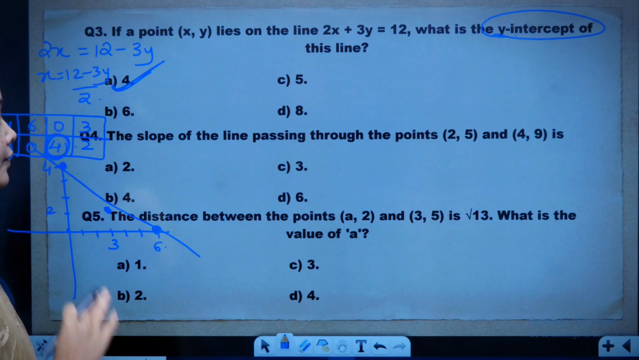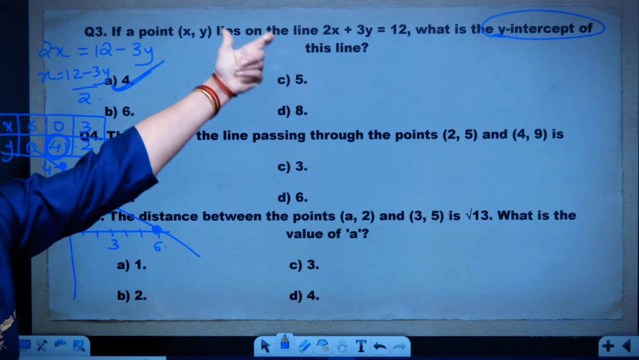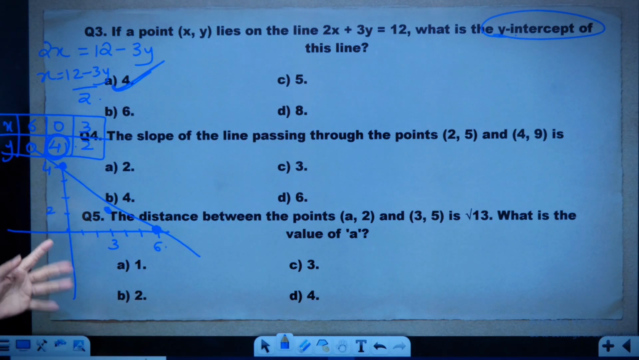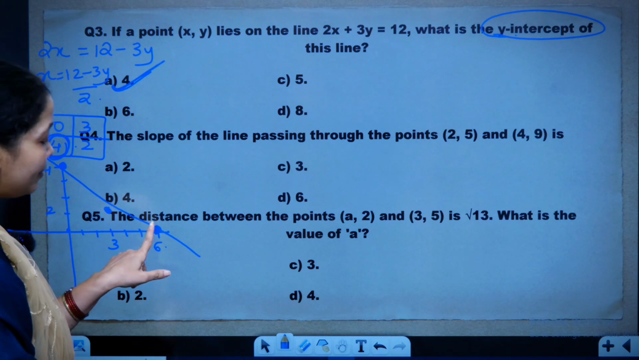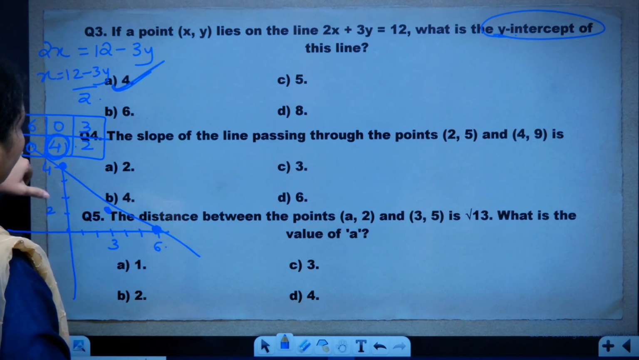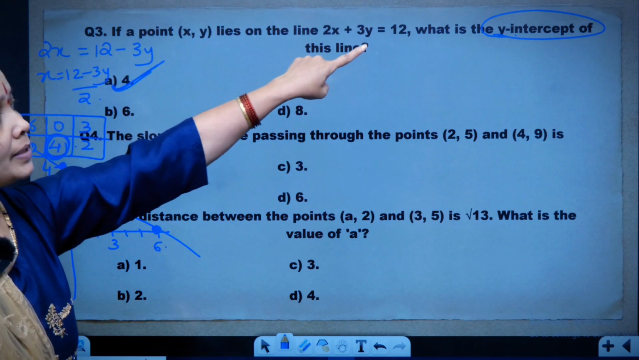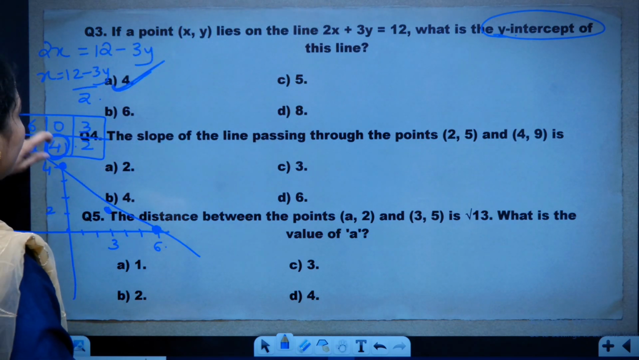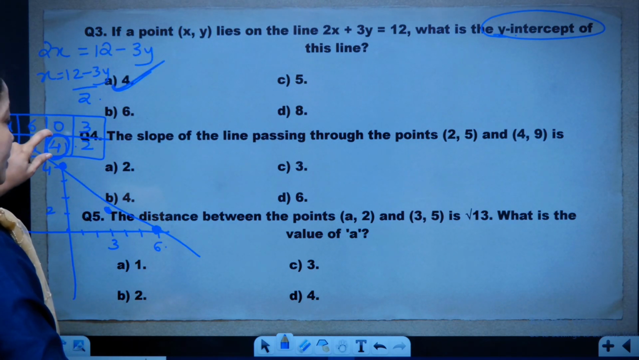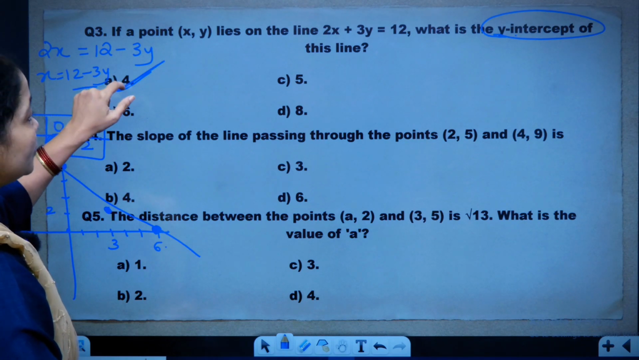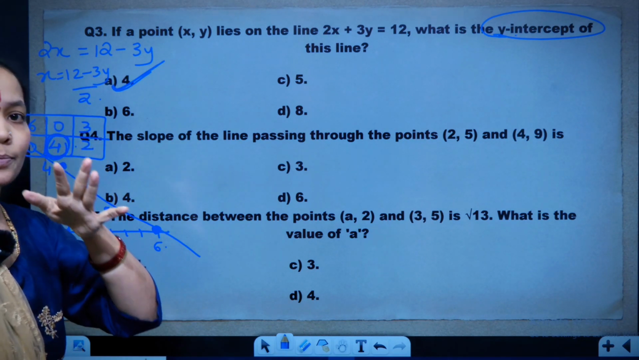In this sort of question, a single equation is given and I have to find the intercept. See, if the question asked me x-intercept, when my y coordinate is 0, x is 6, so x-intercept will be 6. Here they are asking me y-intercept. At that point of time, x should be 0 and I should get a y point, that is 4. Therefore, my answer is 4, which is option A.